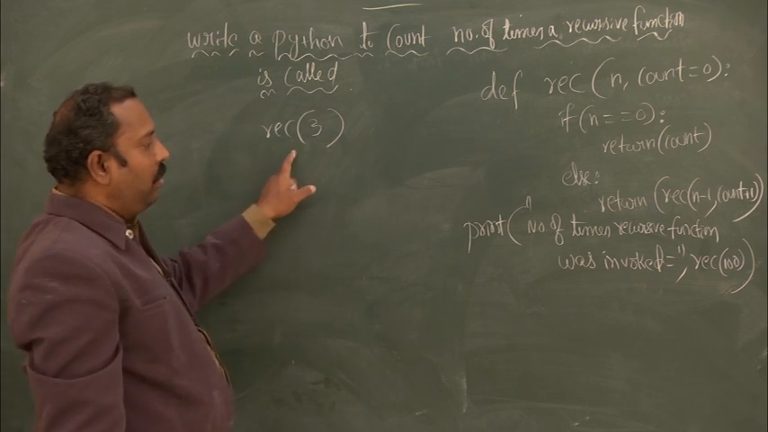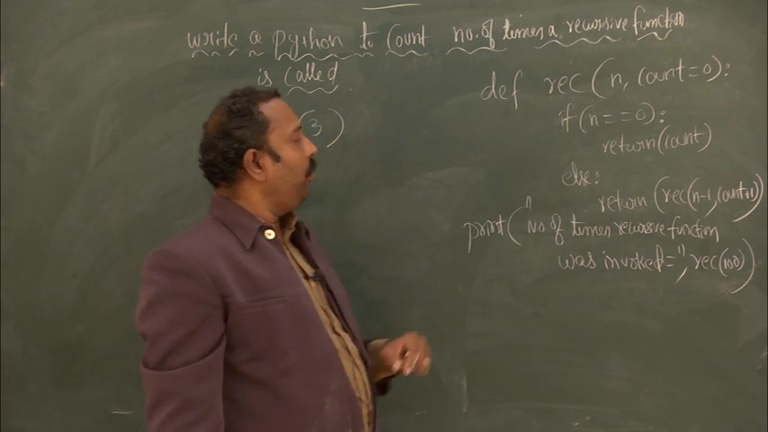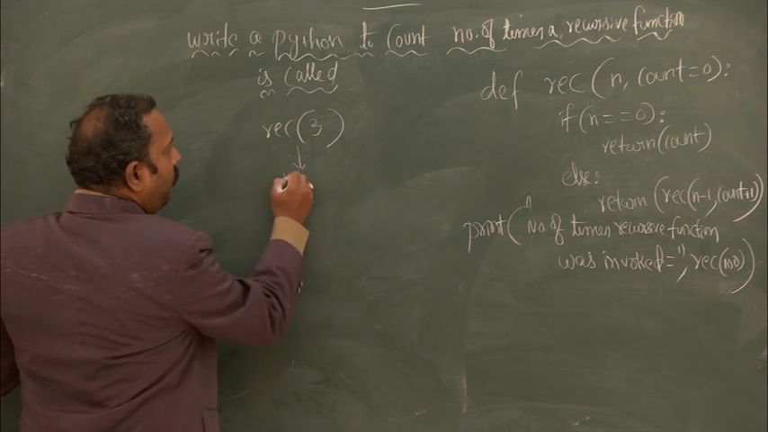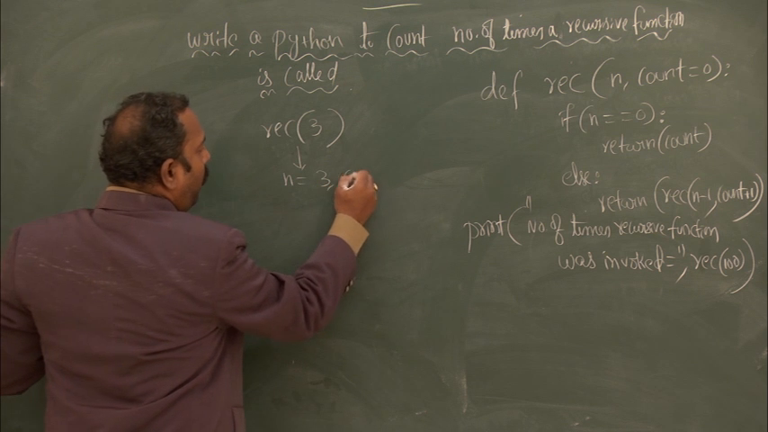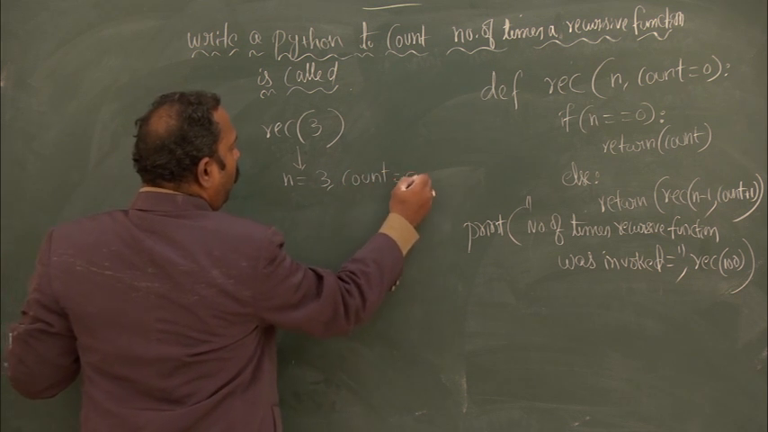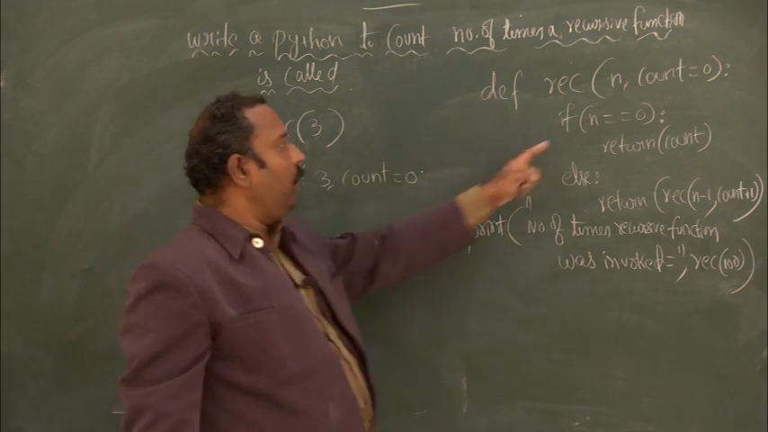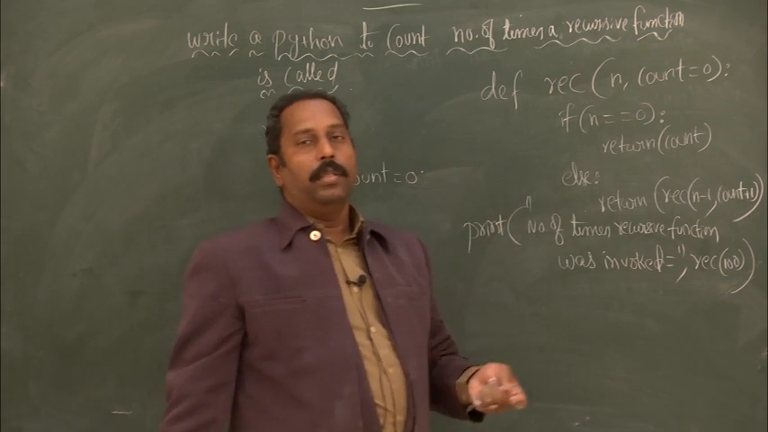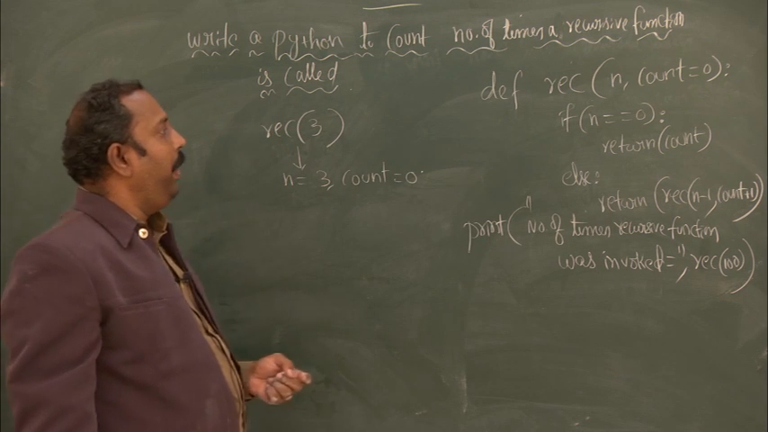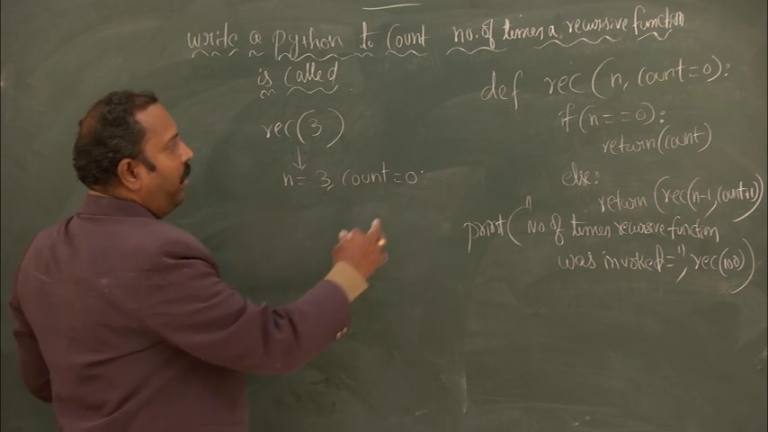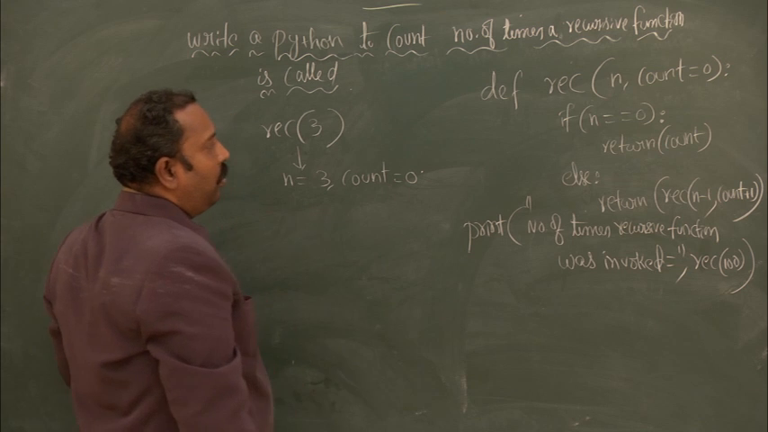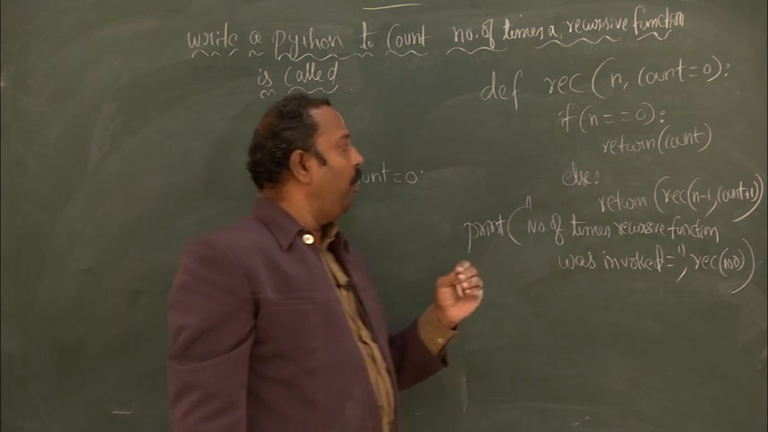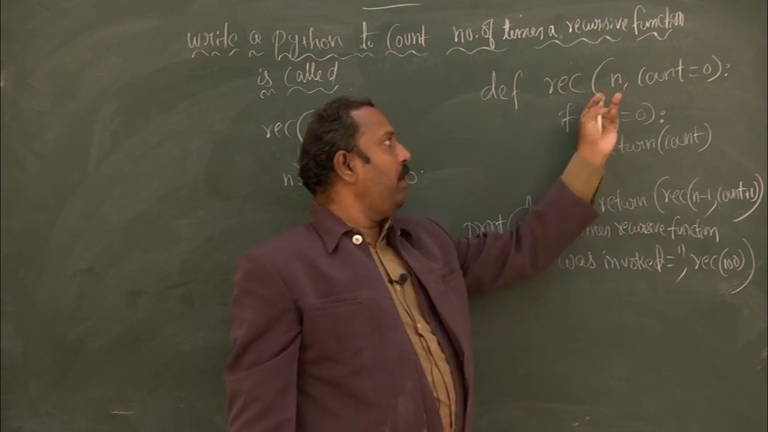REC of 3. So 3 will come to n. So n gets value 3 and count equal to 0 here. Count equal to 0 is a default argument, that means if you are not passing any value, count will become 0 automatically. So default value will be assigned, count value equal to 0. If n equal to 0, return count, else return. Again there is a function call.